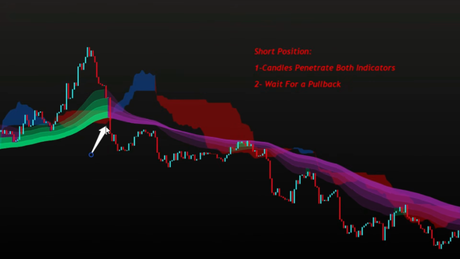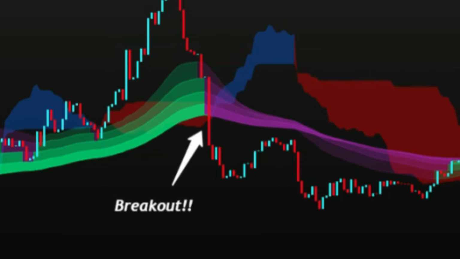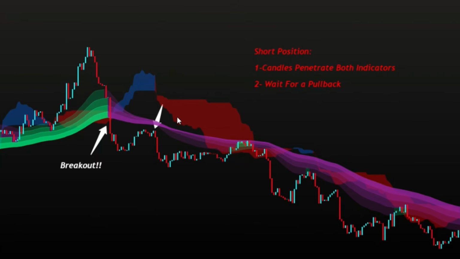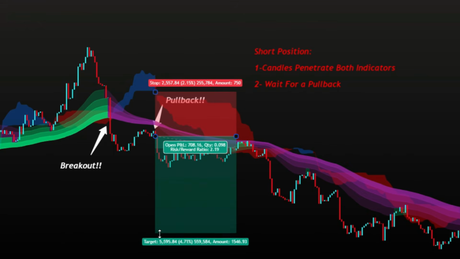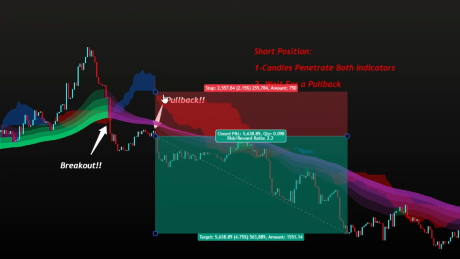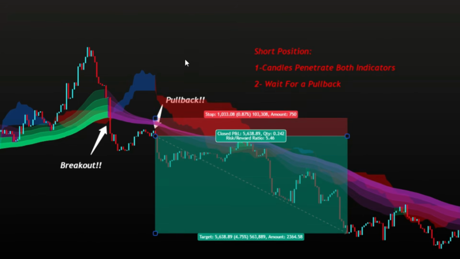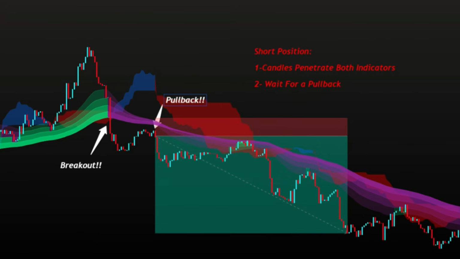For example, right here you can see how candles have pushed down and penetrated through both indicators. This is a clear sign of momentum shift from bullish to bearish. The next step would be to wait for that pullback to confirm a good entry point. And once it happens, you can go ahead and open a short position, setting your stop loss and take profit according to your money management plan.